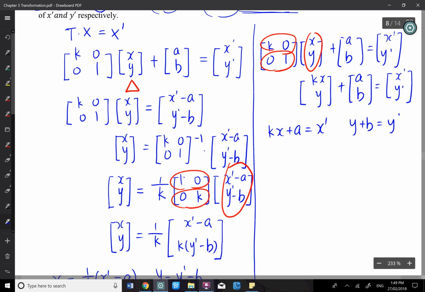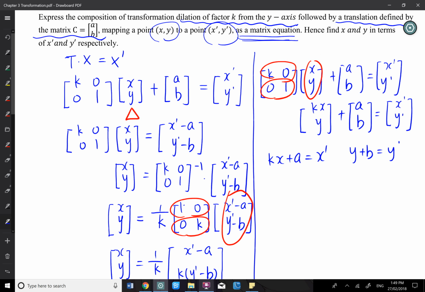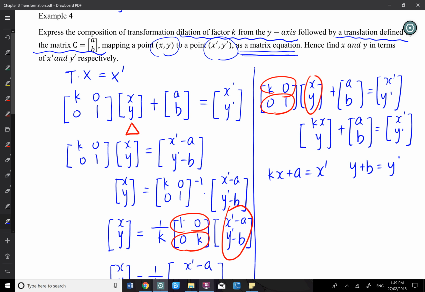Yes? Can you see that's exactly what I can have from the sentence already? A dilation by factor of k from the y-axis, that's kx, and then translate a units to the right, that's plus a. And there's no other dilations, and then translation of b units up, so y plus b. That's exactly what I'll have. Like, I feel the matrix just makes the question more complex. It's just on purpose testing or something.